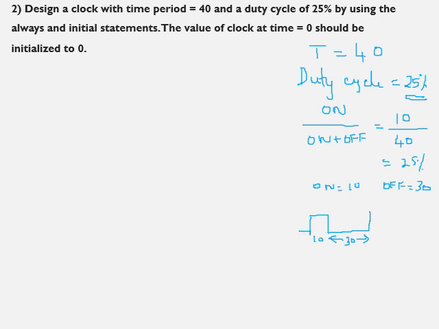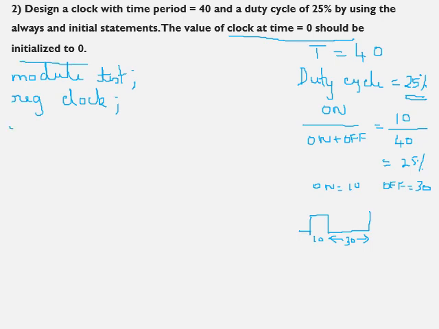So we'll proceed to write the program. Say module test. I will declare clock as a register, and initially the value of the clock should be initialized to 0. So I will have an initial block wherein I will initialize clock to 0, clock equal to 1'b0. Actually I can skip this begin and end statement because there is only one statement inside this initial block. So I can directly write clock equal to 1'b0.